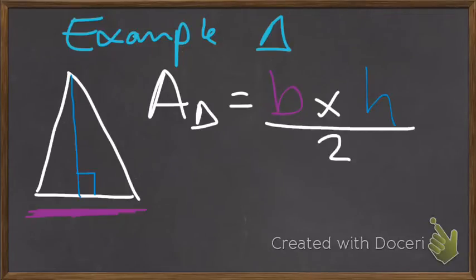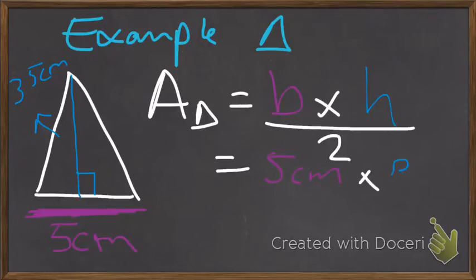So let's give this triangle some value. We're going to say the base is 5 centimeters, and we're going to say the height is 3.5 centimeters. So we can now put our values in. So the area of the triangle is equal to 5 centimeters times 3.5 centimeters.